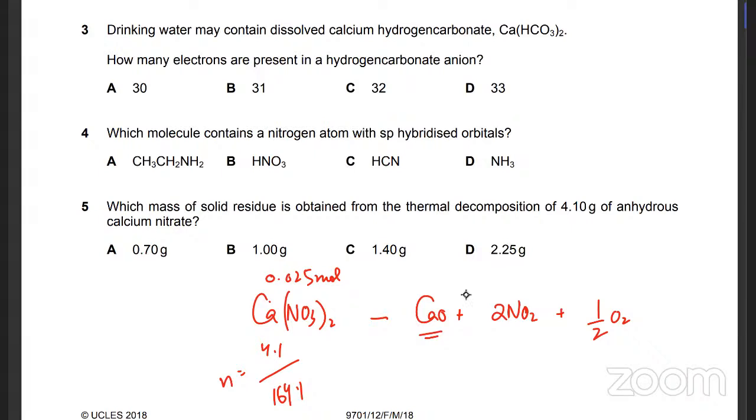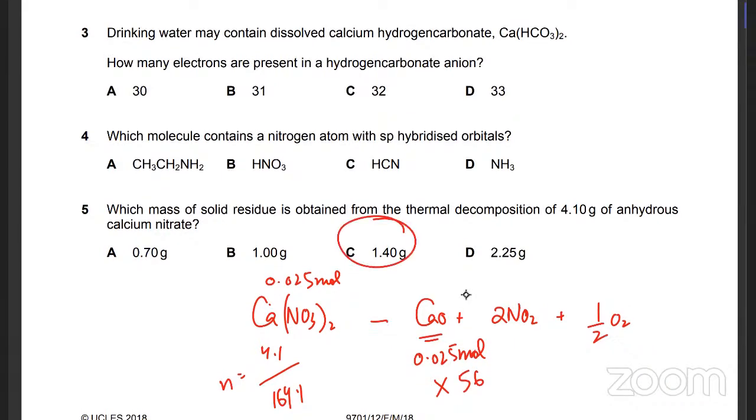How much did you get? 0.025 moles for this? Can you hear me? Yes, 0.025. And you multiply it by the MR, that's 40.1, that's 16, that's 56, right? So what do we get? Okay, so we're getting C.